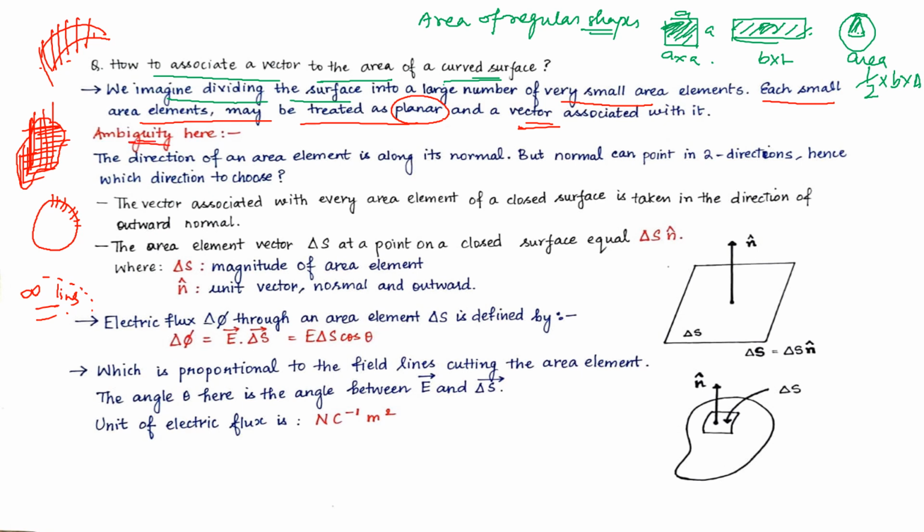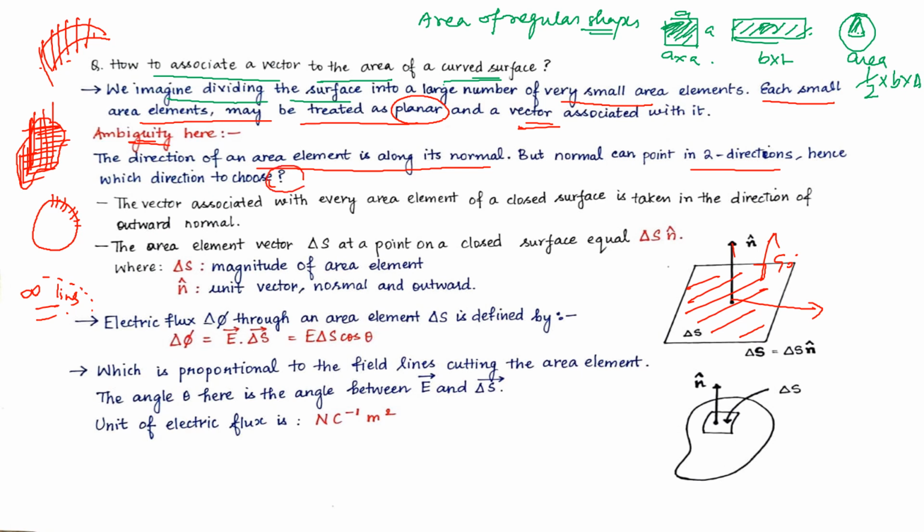So what is the ambiguity over here? The direction of an area element is along its normal. Direction is always along its normal. See, this is the area vector and the direction is at 90 degrees to this. But the normal can point in two directions. This normal can point in two directions. Here also, in this direction also. So now, which direction to choose?